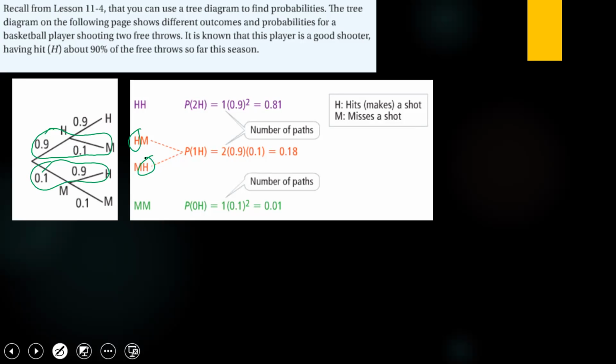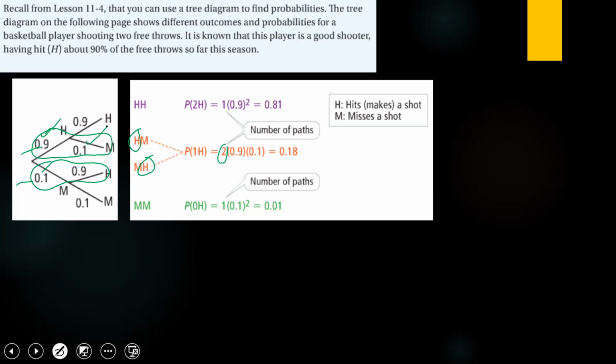How do we find the probability now? Since we have 2 paths, or 2 branches, we multiply by 2, then 0.9 times 0.1, which is 0.9, the probability of a hit, and 0.1, the probability of a miss. Later on, I will give you a formula to solve it, but here it is just to understand how to find it from the tree.